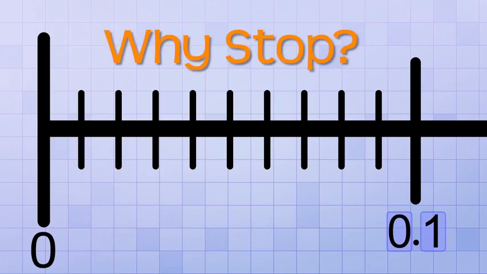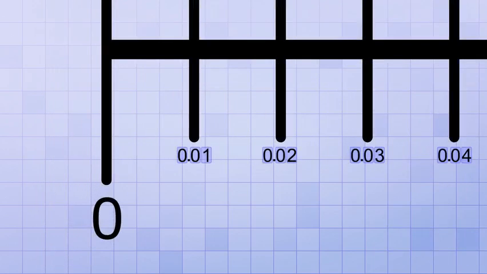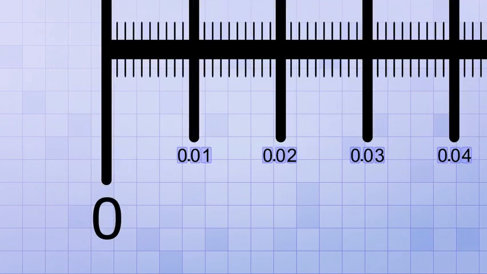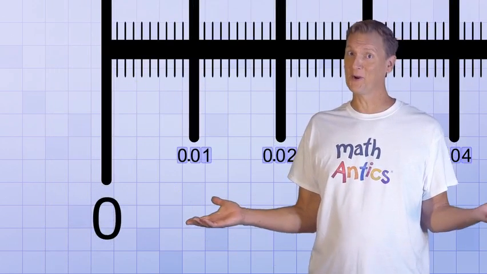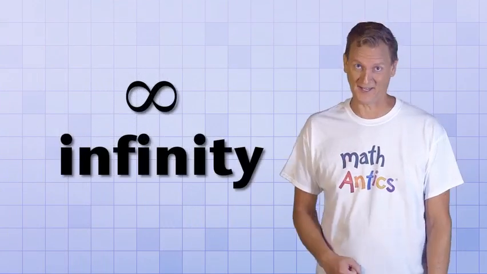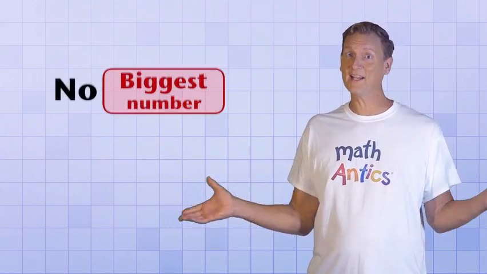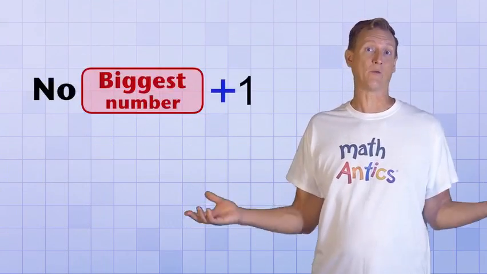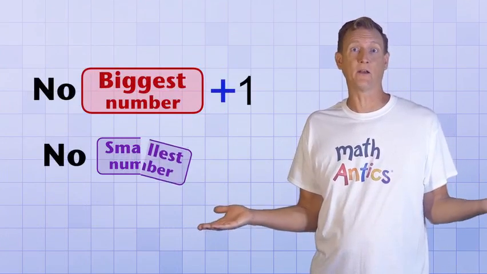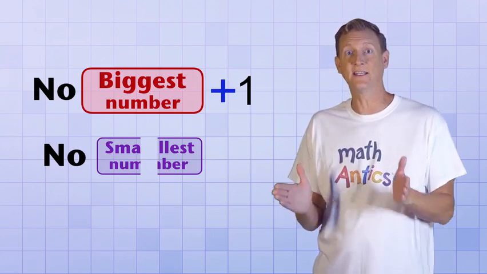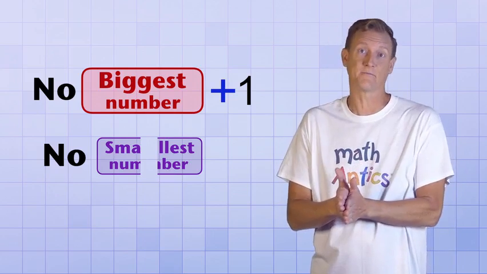But why stop at hundredths? If we divide the spaces between each hundredth into 10 equal parts, we'll get thousandths, which are even smaller fractions. Can you see where we're going with this? Yep, to infinity. Just like there's no biggest number because you can always keep adding one more, there's no smallest number either because you can always keep dividing whatever small fraction you have into even smaller and smaller fractions. It's kind of mind-blowing if you think about it.